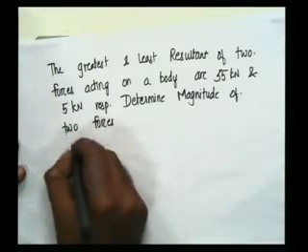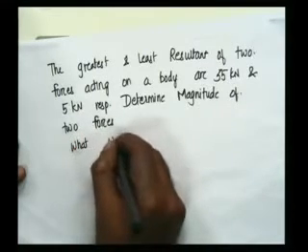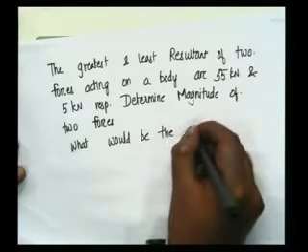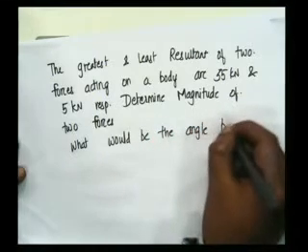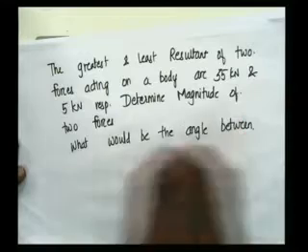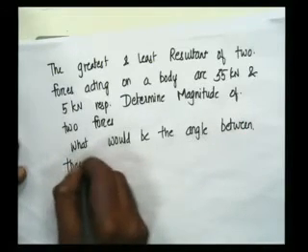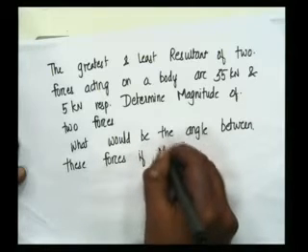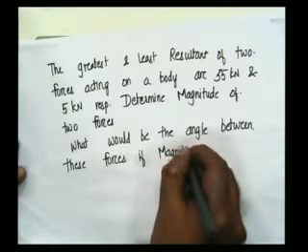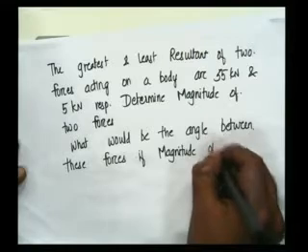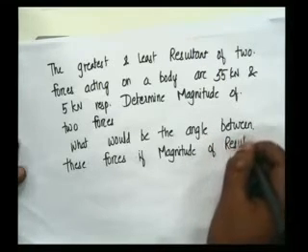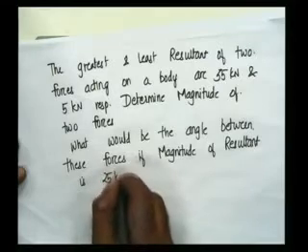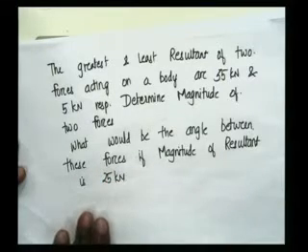What would be the angle between these forces if the magnitude of resultant is 25 kilonewton. Now this is the data which is given to us.